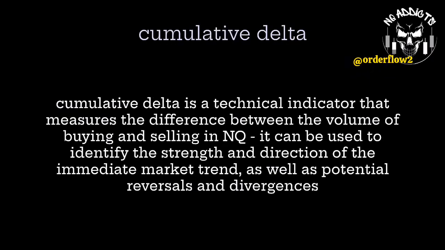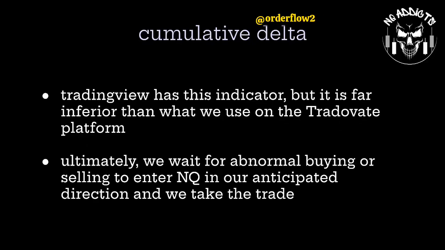The cumulative delta is a technical indicator that measures the difference between the volume of buying and selling in NQ. It can be used to identify the strength and direction of the immediate market trend, as well as potential reversals and divergences. Okay. TradingView has this indicator. It is far inferior to what I use on the trade platform. So I'm going to show you both of them, and you can see for yourselves. But I don't use the TradingView one.